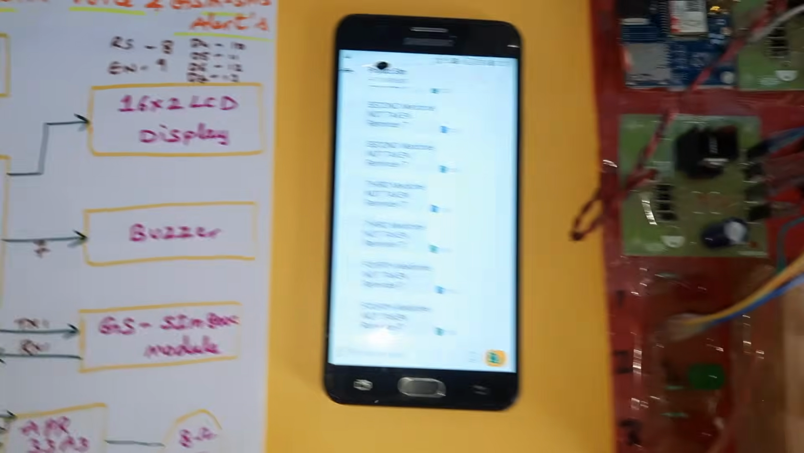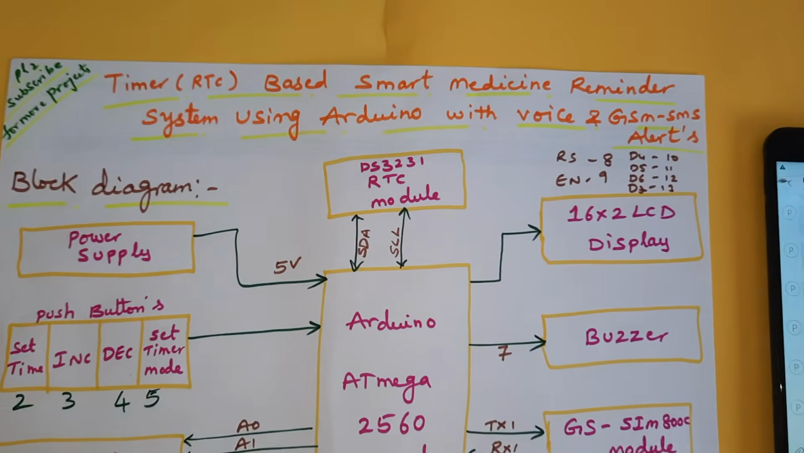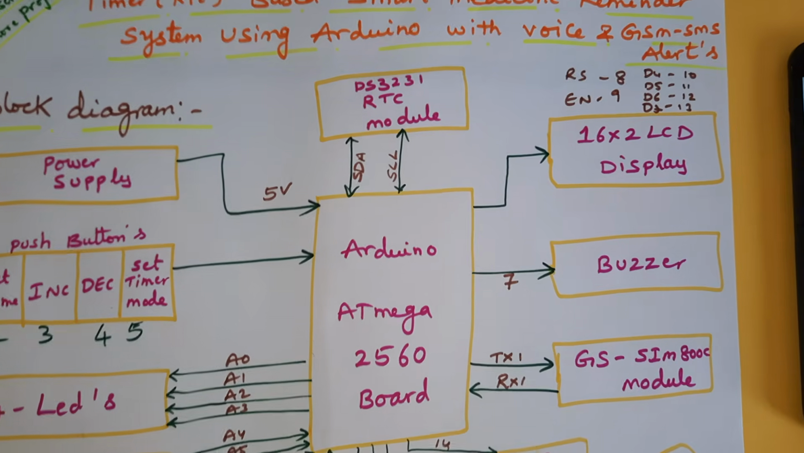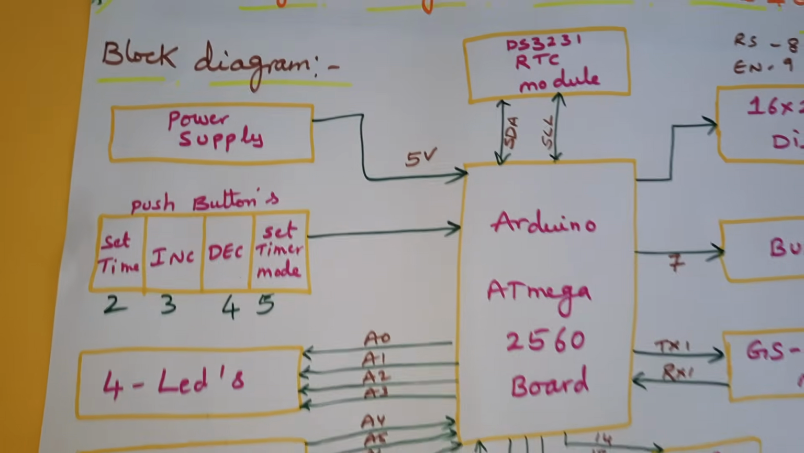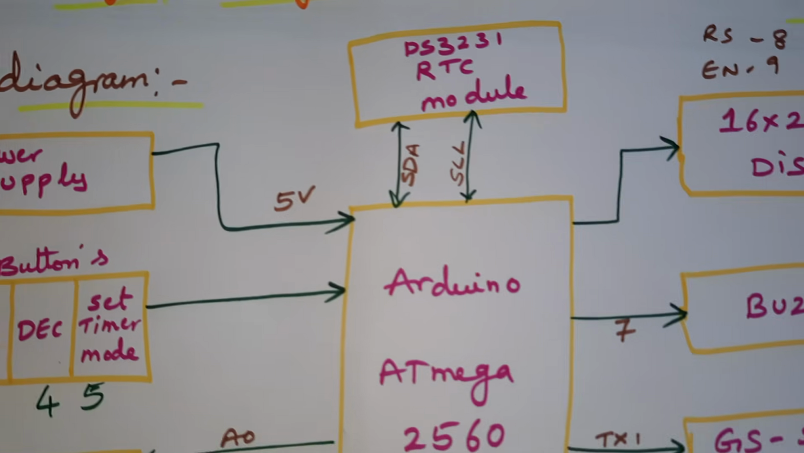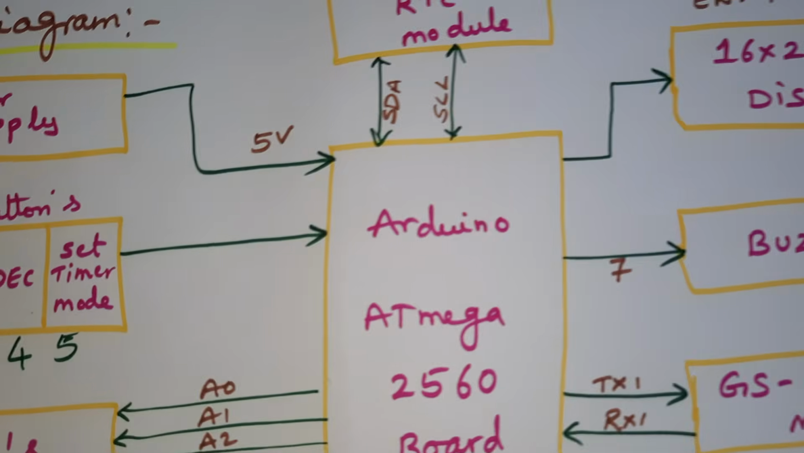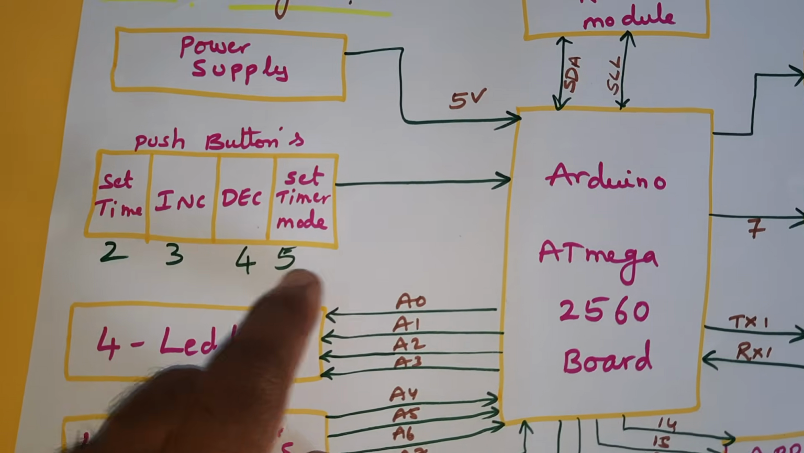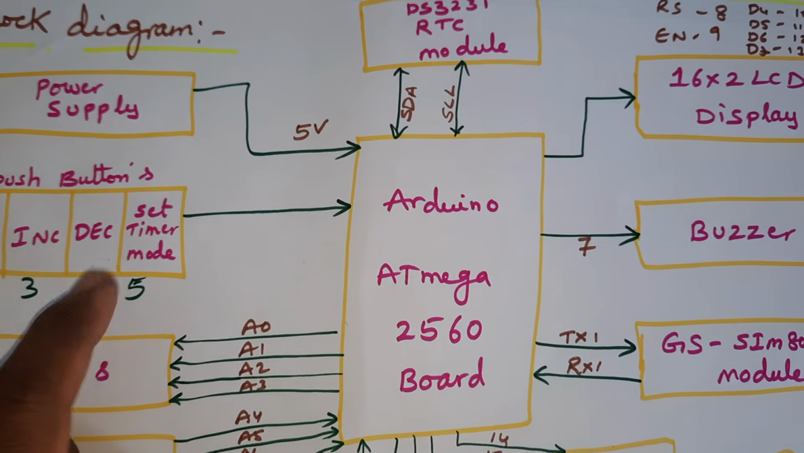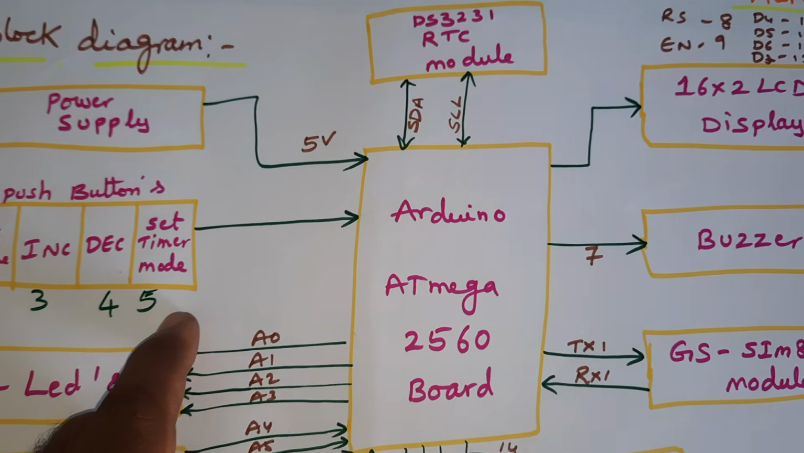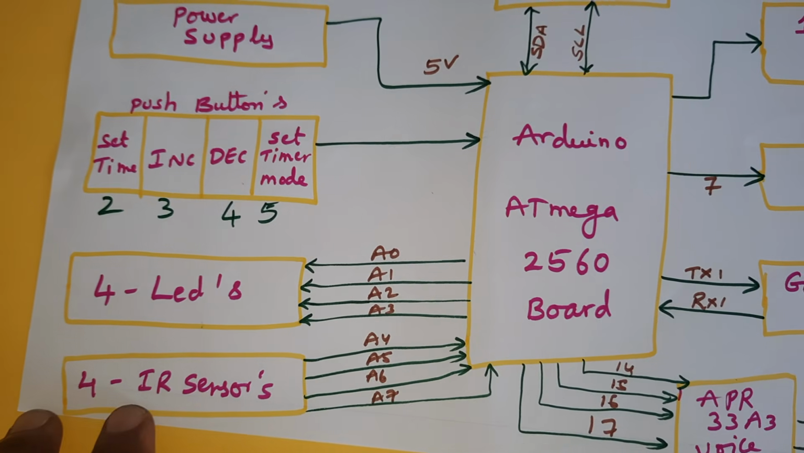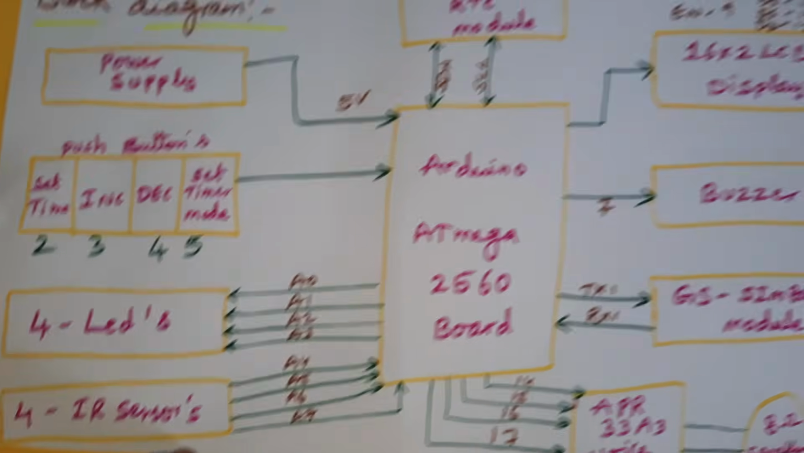The project title is Timer RTC-based Smart Medicine Reminder System using Arduino with voice module and GSM SMS alert. Here we are using a 0 to 9 volts adapter as the power source, and it sends power to the Arduino board with a 5 volts supply. There are 4 push buttons: set a timer, timing set, increment, decrement, and set tablet timings. There are also 4 LEDs and 4 IR sensors to detect whether the tablet is taken or not.